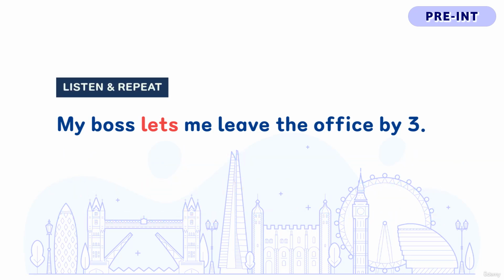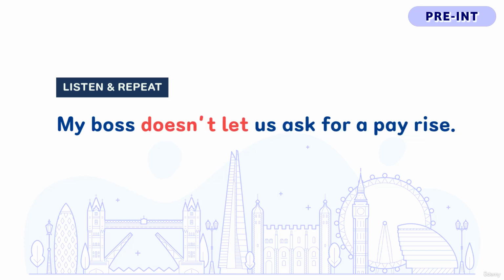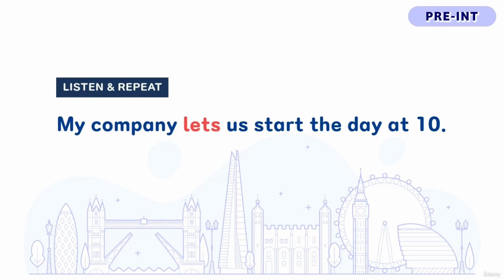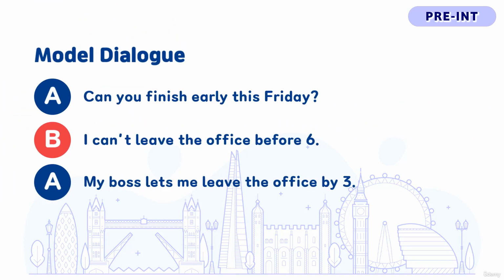Okay, so let's now do a speaking practice of these sentences. My boss lets me leave the office by 3. My company lets me request new laptops. My boss doesn't let us ask for a pay rise. My company lets us start the day at 10. Excellent job, well done. Let's listen to the whole dialogue again.